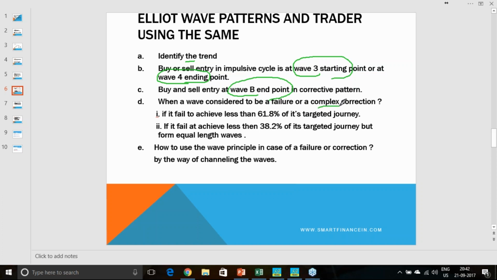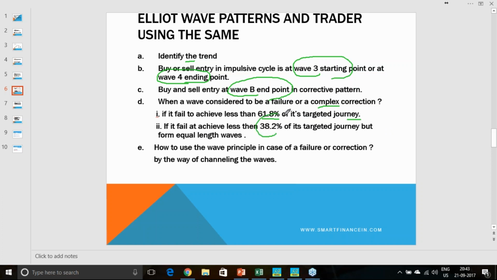And when is a wave considered to be a failure or a complex correction? Once this wave pattern, 1, 2, 3, 4, has started, it doesn't mean it will complete. There is no certainty. It may fail also. The failing happens if it fails to achieve 0.618, or 61.8%, of its targeted journey. Whatever the amount of price escalation or fall that is expected, if it fails to achieve 61.8% of its targeted journey, it is a failure. So I can say it is a beautiful way of using the Fibonacci ratio for a trend forecast. It is nothing but using the Fibonacci ratio with some rules and validations. That is only known as your wave pattern.